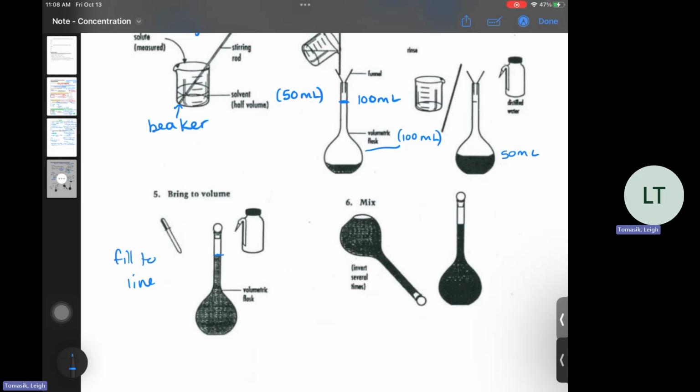So you put a little stopper on the top, and you fill to the line, and then you just turn it upside down a bunch of times until everything is mixed up really good. And that's how we would make a solution. So you have on the next couple of pages a little practice so you can get comfortable with finding the mass you need to make a solution.